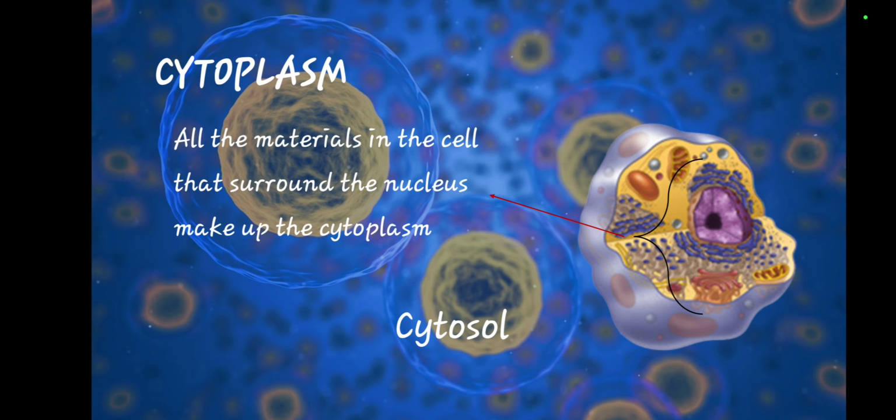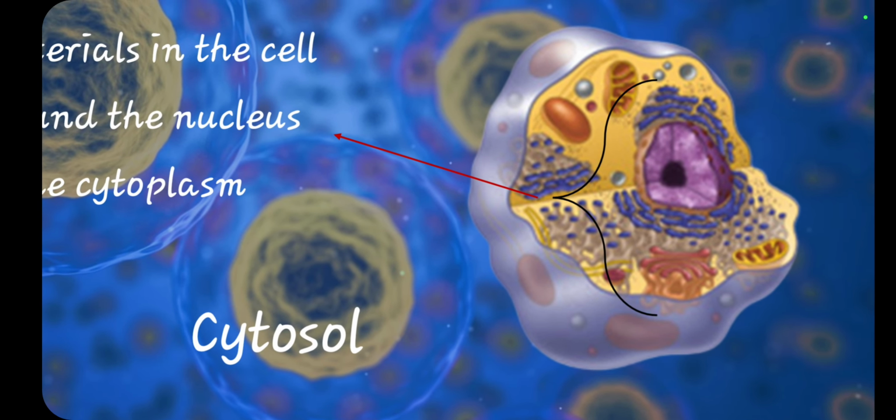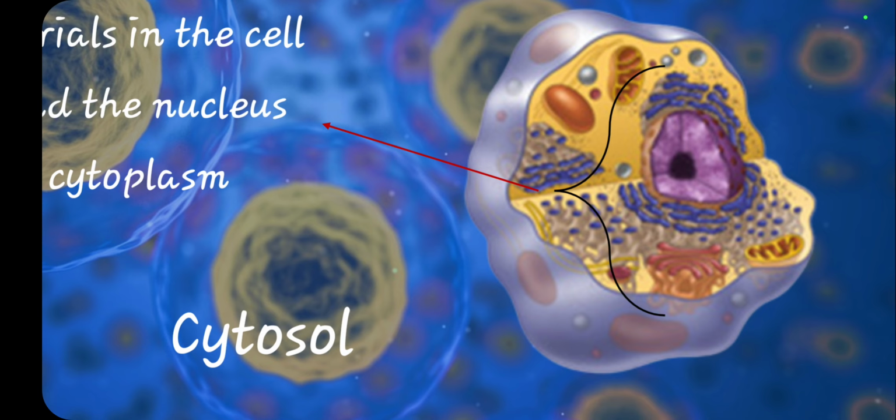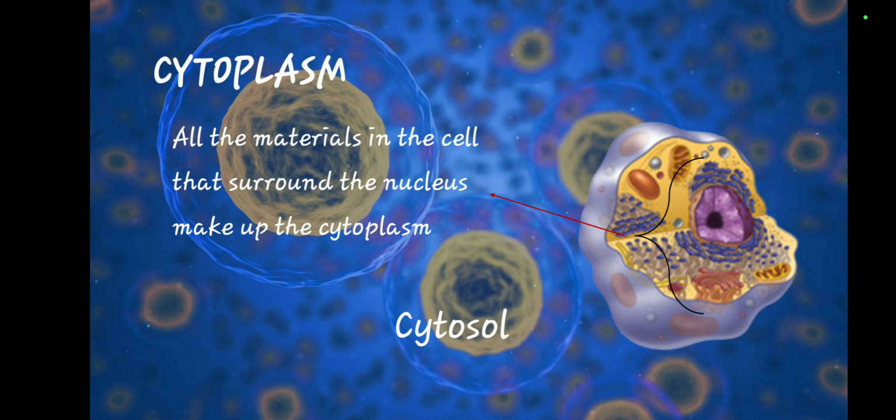Okay, so what is the major function of cytoplasm? It is the medium for chemical reactions. Always remember that one, that the major function of cytoplasm is the medium for chemical reactions. Okay, so that's it. That is cytoplasm. As you can see in the picture here, this area from the arrow is the gelatinous liquid, and it is called cytoplasm. All materials in the cell surrounding the nucleus make up the cytoplasm.